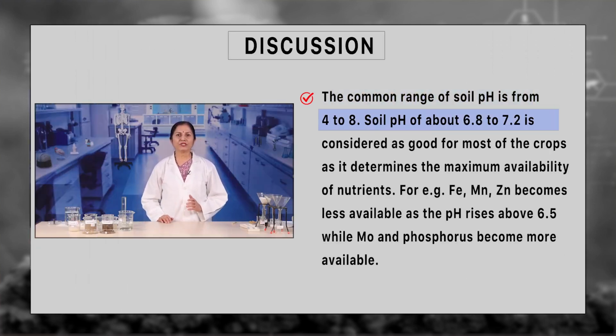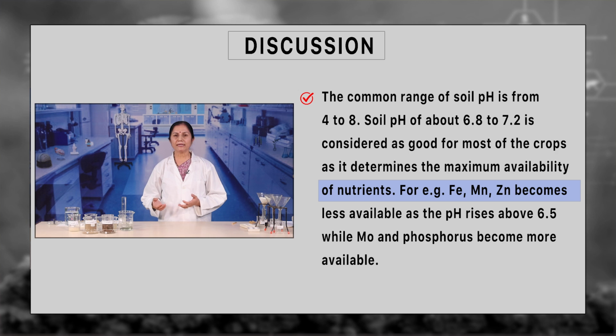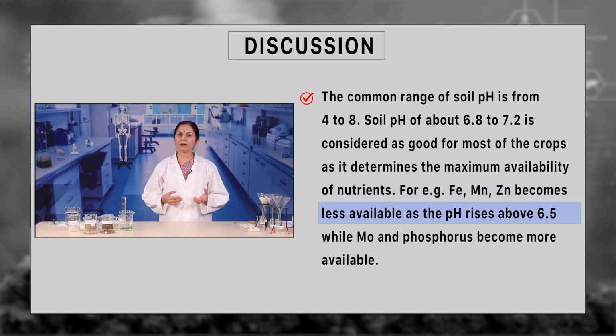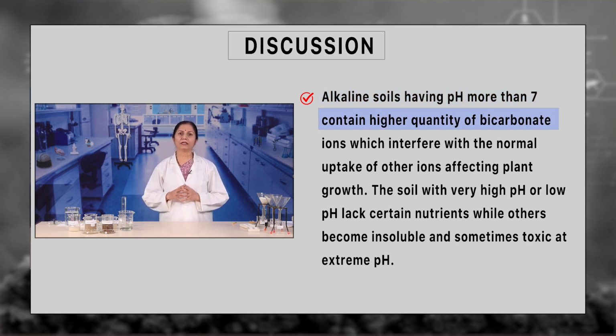Soil of pH about 6.8 to 7.2 is considered good for most of the crops, as it determines the maximum availability of nutrients. For example, iron, manganese and zinc become less available as the pH rises above 6.5, while molybdenum and phosphorus become more available. Alkaline soils having pH more than 7 contain a higher quantity of bicarbonate ions, which interfere with the normal uptake of other ions, which affects plant growth.